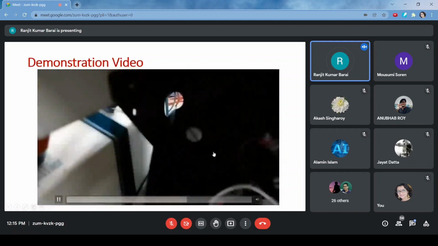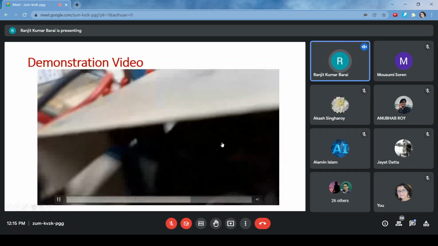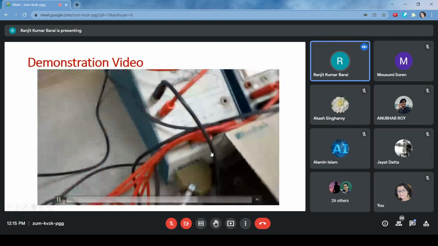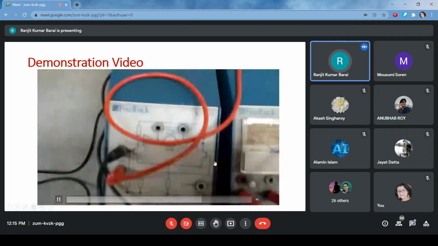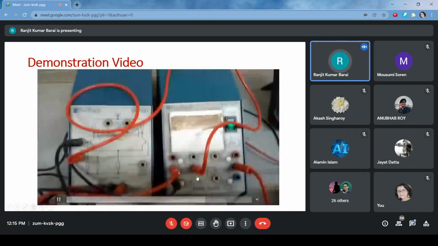I tried to show you, but because of darkness it was not easy to follow, and it was not possible to remove the cover that time.